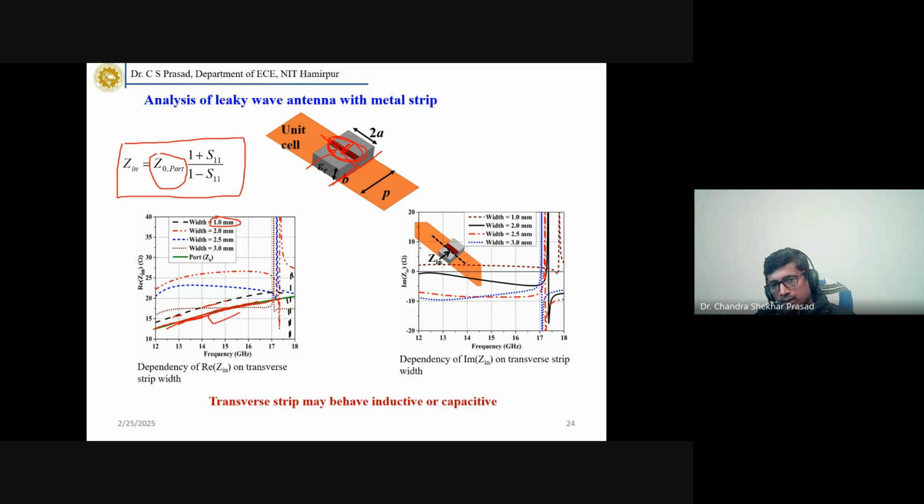Now if you see this imaginary part, the imaginary part must be 0 because the characteristic impedance of this line is purely real. So you can again see for which value you are getting a better imaginary part close to 0. For this part you can do some trade-off to choose the width. That means by only changing the widths, we are not able to have the real part equal to this and the imaginary part equal to 0, right?